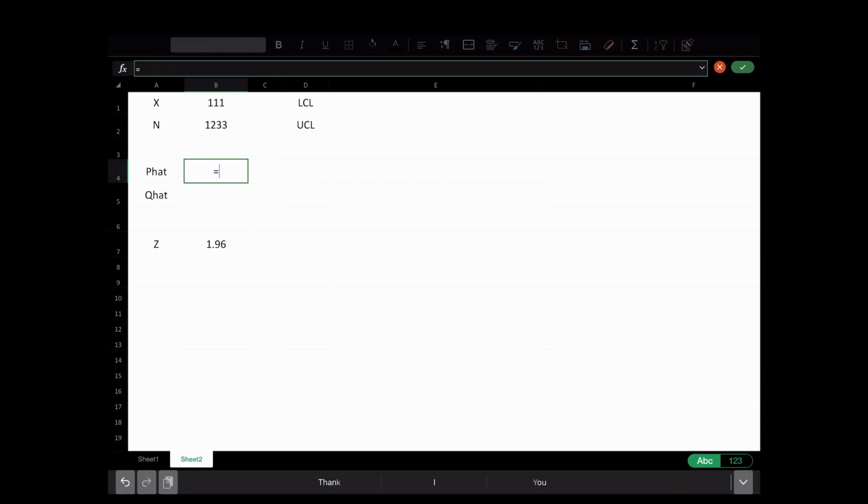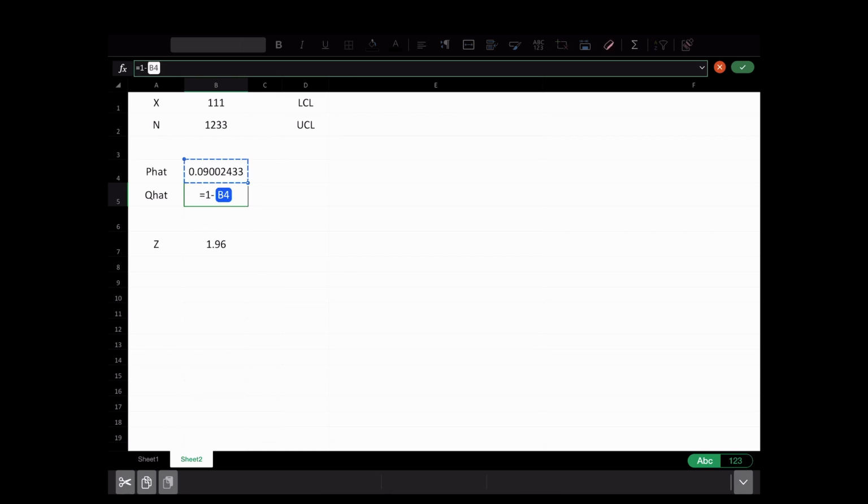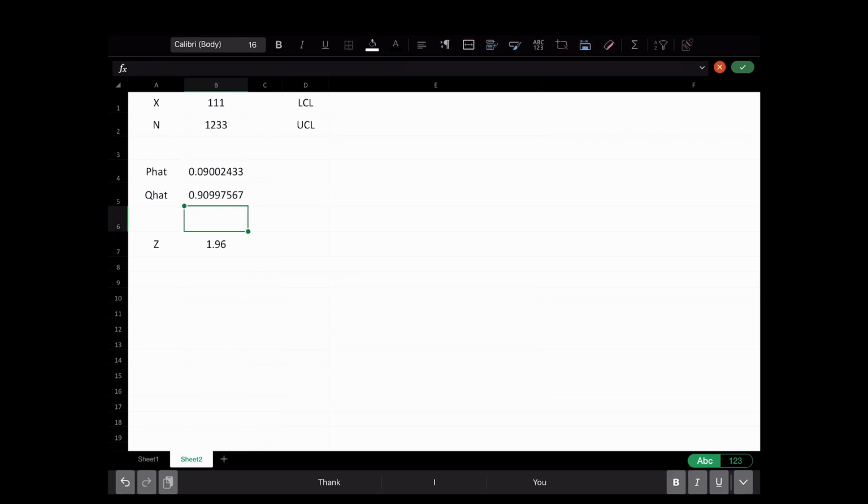My p hat is x divided by n. You see, it's a whole bunch of decimals. So if you write 0.09, you're missing a whole bunch of numbers. Q hat equals 1 minus that. And you can't write this out. Let's say there are 5,000 decimal places. What are you going to do? Write 5,000 decimal places? So it's best for you to just do this on Excel and not write it, and just click on it when you need it.